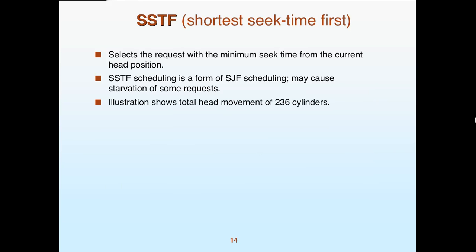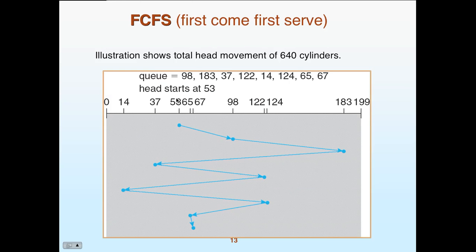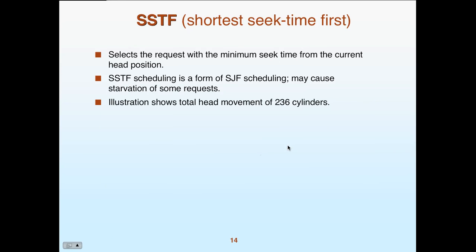We have the shortest seek time first approach that we can take, and that approach is going to select the request with the minimum seek time from the current head position, as I mentioned before. That was the alternative approach here. So from 53, the minimum seek time is going to be 37, and then the next one after that, and the next one after that. So we end up with a little bit more efficiency. The shortest seek time first scheduling is a form of shortest job first scheduling. It may cause starvation of some of the requests. It's the same problem we have with virtual memory, actually, because the bigger numbers, you may never get to them.